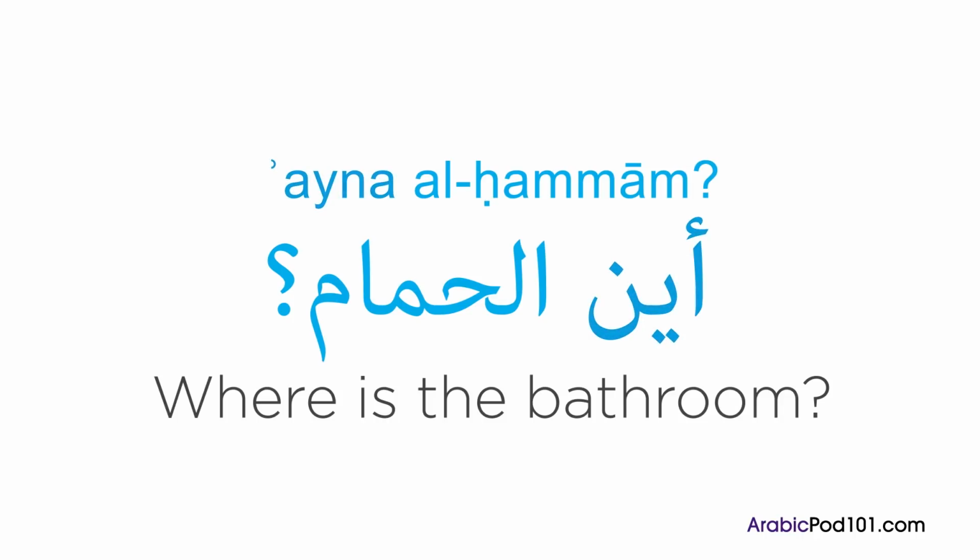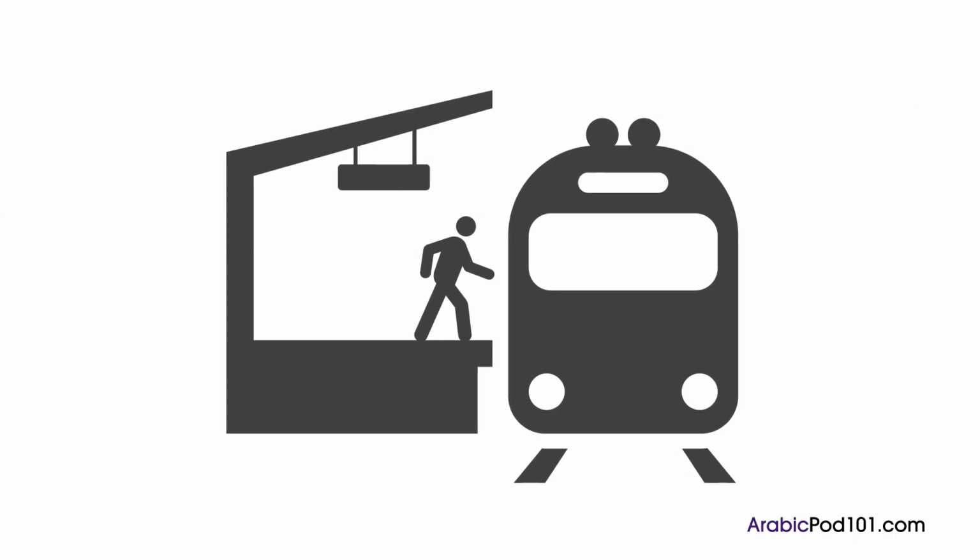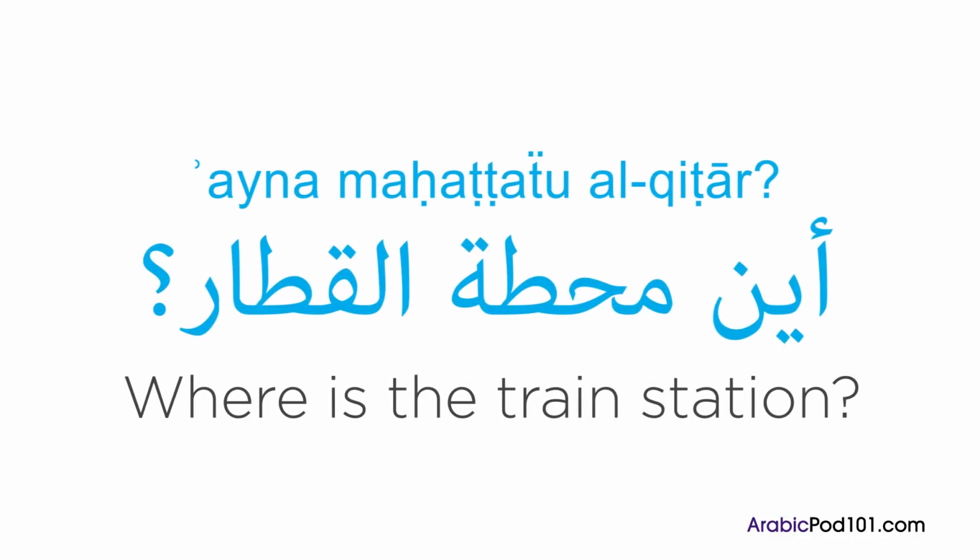الحمام. أين الحمام. Try saying the complete sentence. أين الحمام. Once more. أين الحمام. Well done. Now, if you wanted to ask where the train station is in Arabic, it'll be أين محطة القطار.